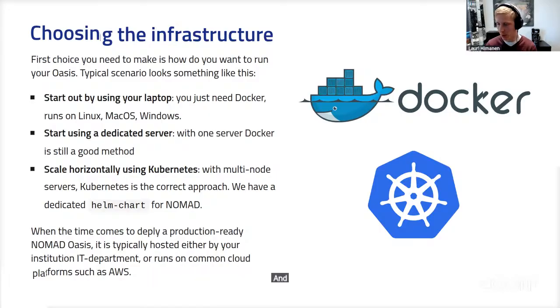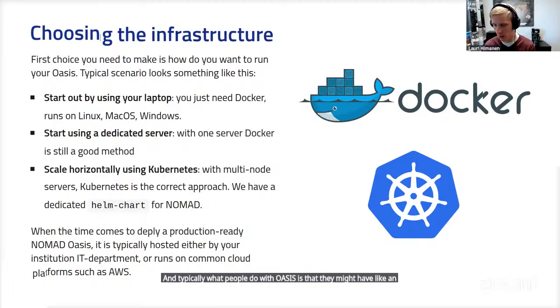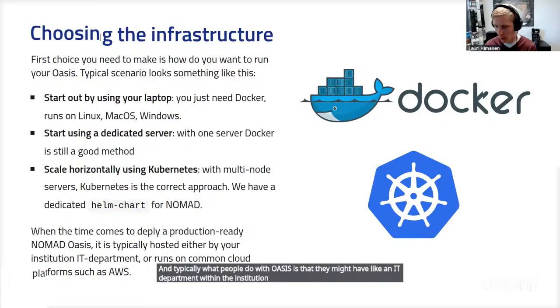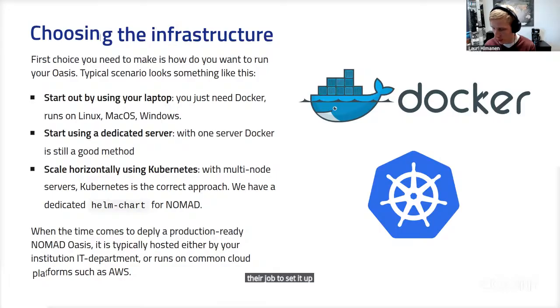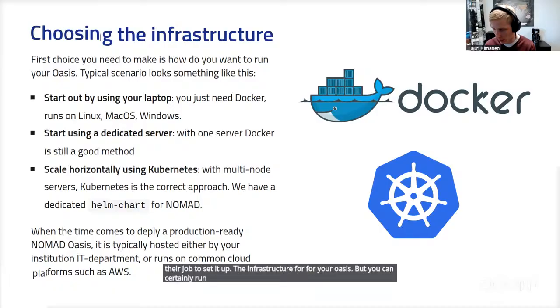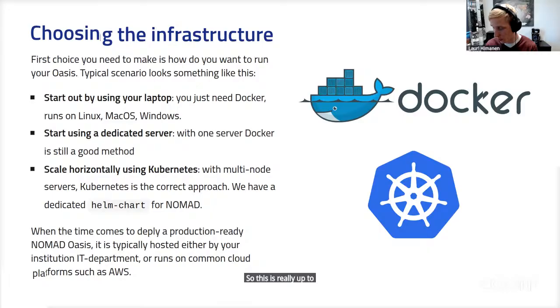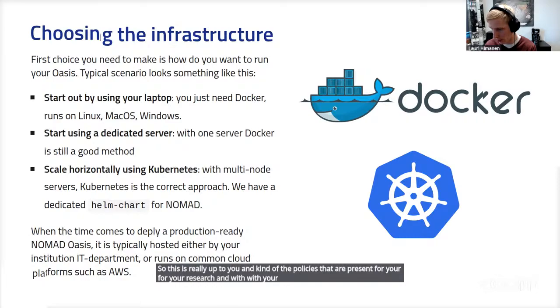And typically, what people do with Oasis is that they might have an IT department within the institution, and it is their job to set up the infrastructure for your Oasis. But you can certainly also run a Nomad Oasis on a cloud, for example, on Amazon Web Services. So this is really up to you and the policies that are present for your research and with your collaborators. I think that this largely depends on where you can and want to run an Oasis.